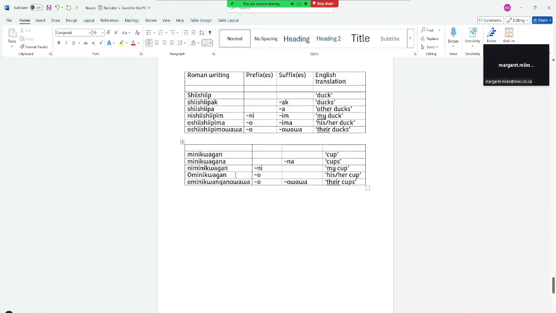Ominakwagan. Ominakwagan. O is added in front of the word. His or her cup. Ominakwaganwawa. O is added at the beginning of the word, and owawa. Ominakwaganwawa. Their cups.